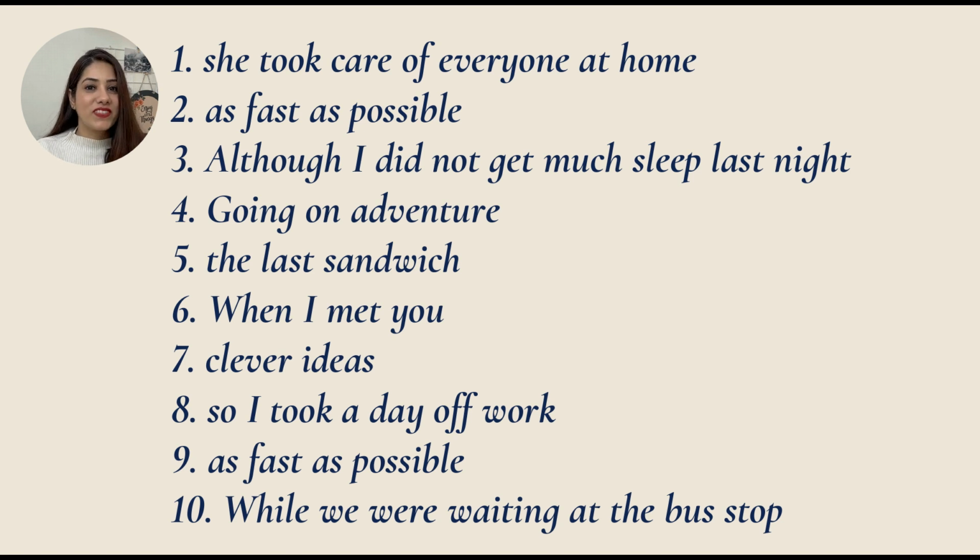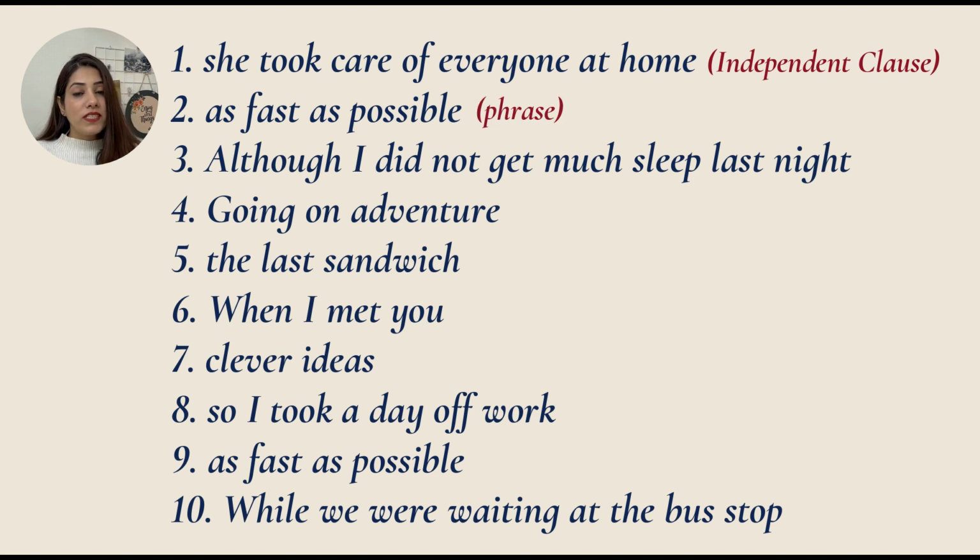The first one here is, she took care of everyone at home. It has got a subject, she, and a verb, took care. It is a clause, meaning there is no attached conjunction to it, so it's an independent clause. As fast as possible. Now there is no subject in this group of words, so it's a phrase. Although I did not get much sleep last night. I is a subject, did not get is the verb, but it also has a conjunction, although, which makes it a dependent clause.